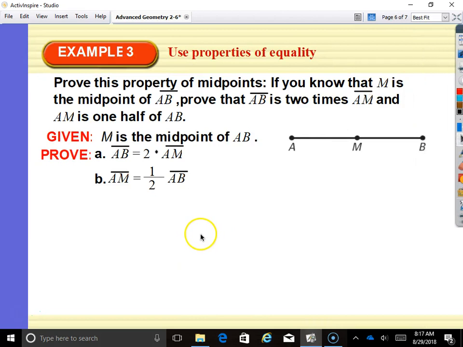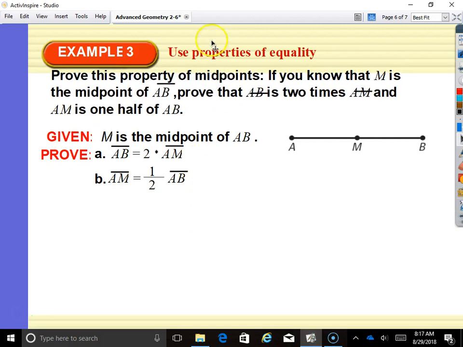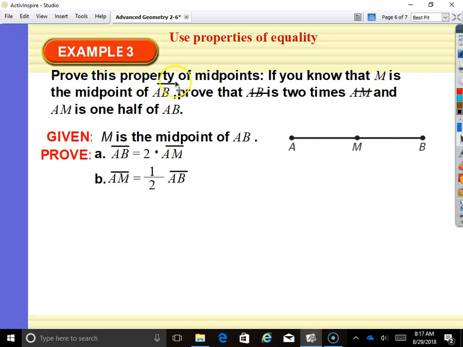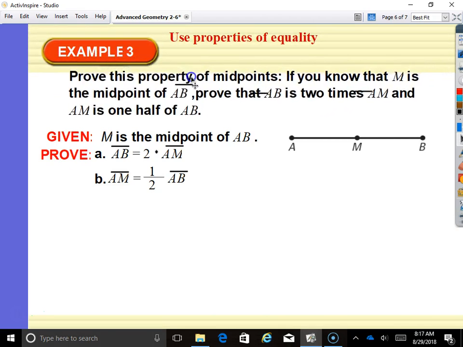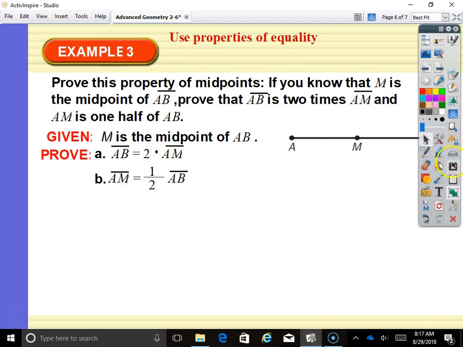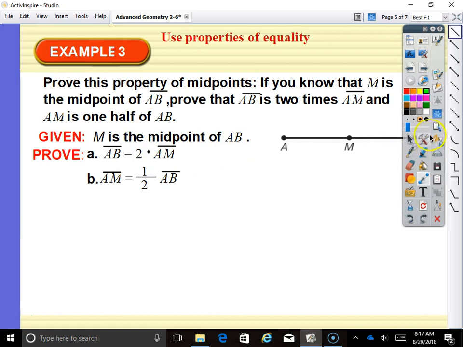Prove this property of midpoints. If you know that M is the midpoint of segment AB, prove that AB is 2 times AM and AM is 1/2 of AB. I can't really move it. Kind of wanted to move it out of my way, but oh well. I'll just try to write small.